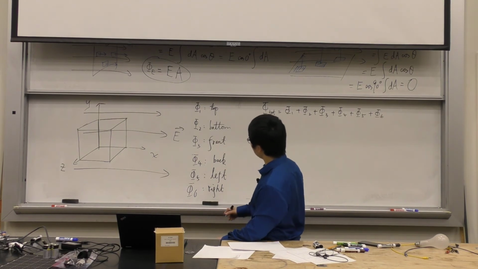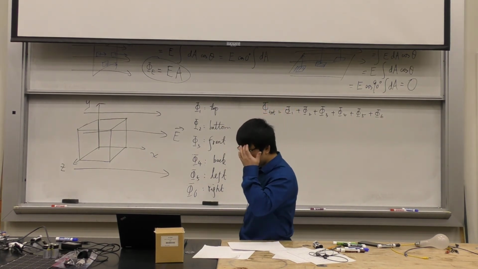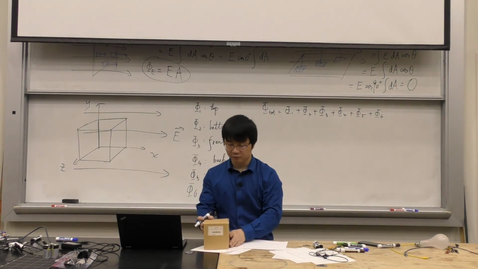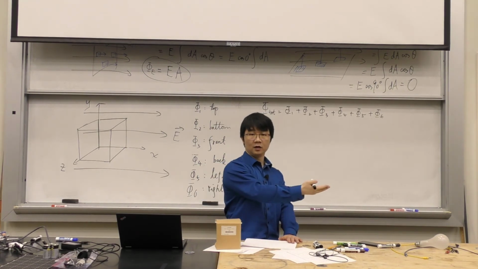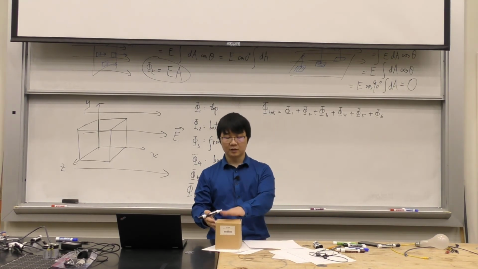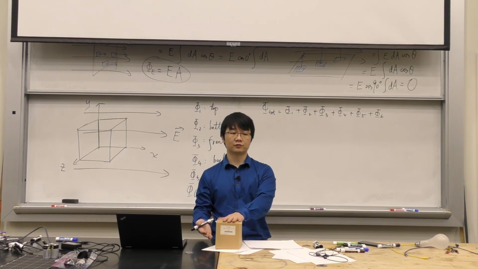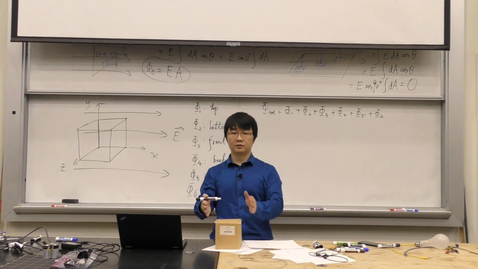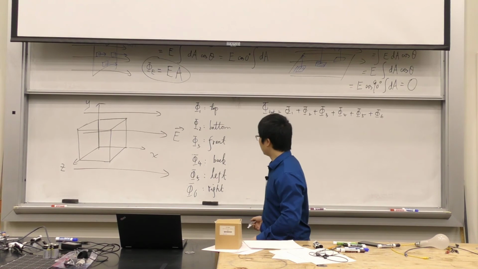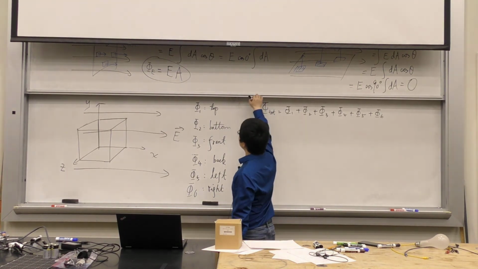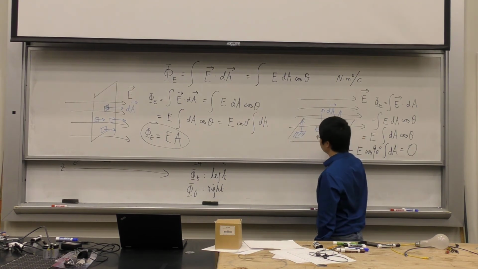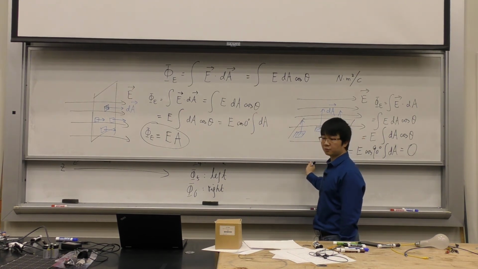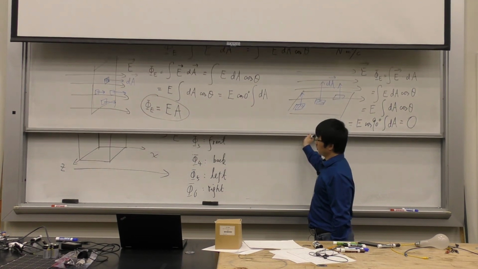So which case is the top one? Perpendicular, parallel, or has an angle? Think about this. If this is a cube, and the electric field is to the right, that means the top is totally parallel to the electric field. Electric field going that way, this is the top, so I don't need to calculate that. It's going to be this case, electric field parallel to the surface. What is the flux through the top surface? 0.